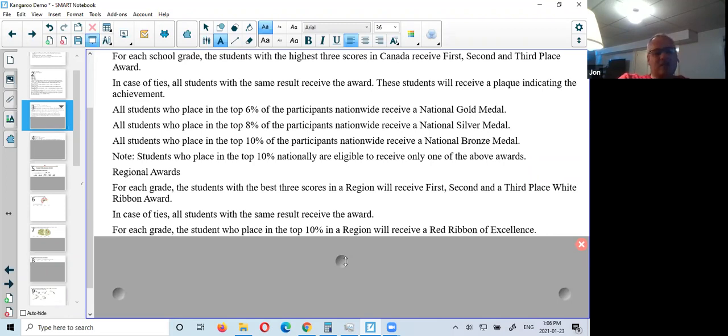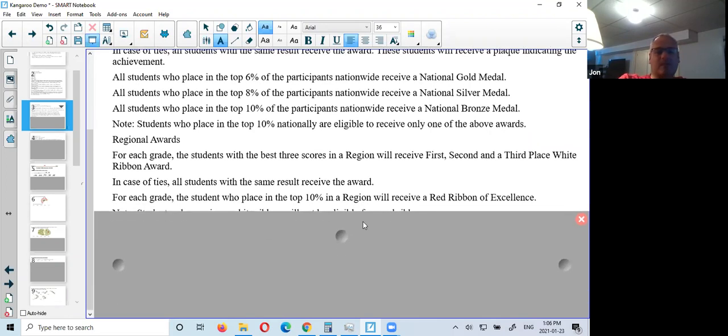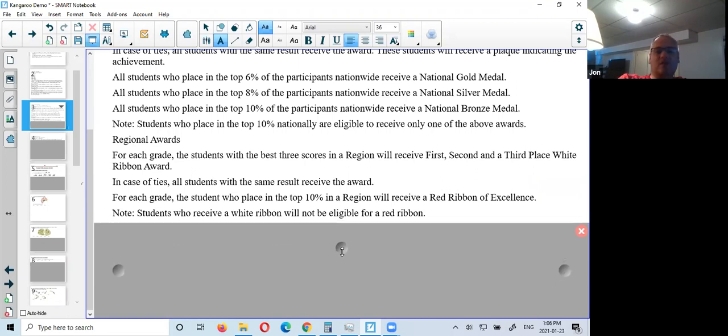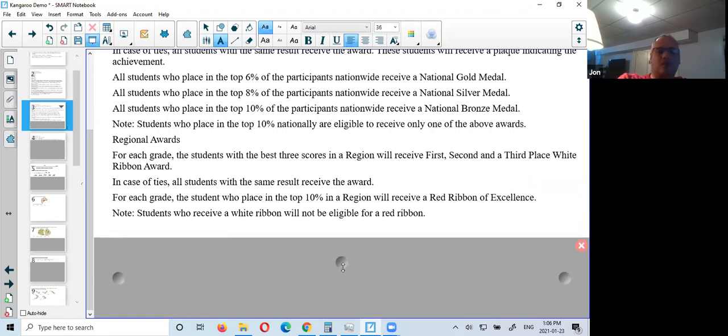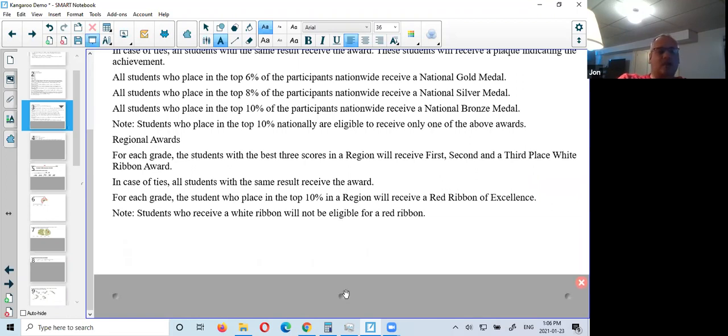If there's ties, you get the same award. Again, top 10% gets a red ribbon. Okay, so there are awards there, but it's not about the awards, right? It's all about having fun with the math and trying to do well, obviously, but learning something along the way.